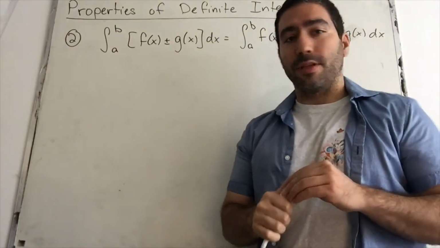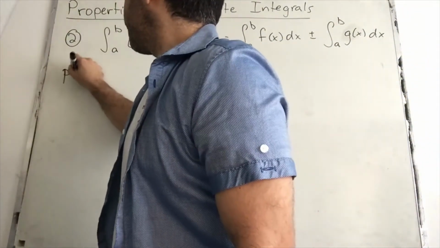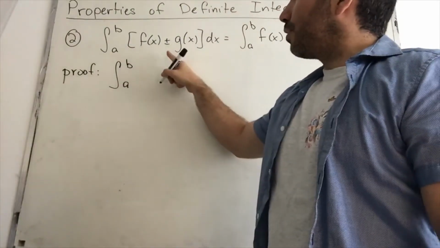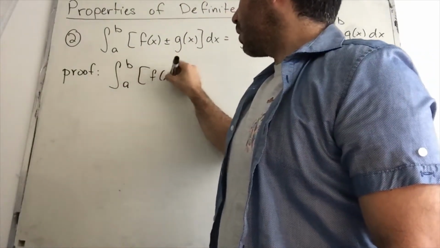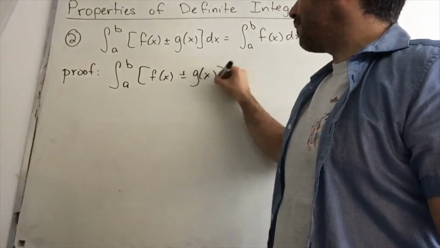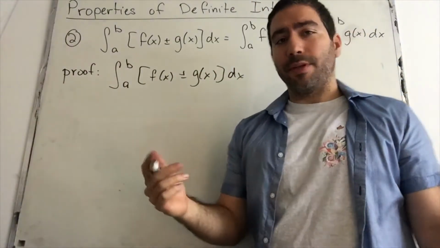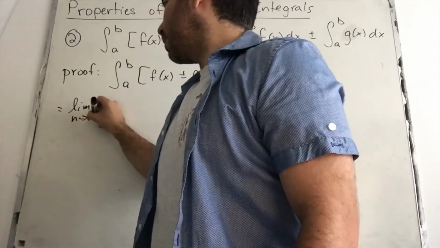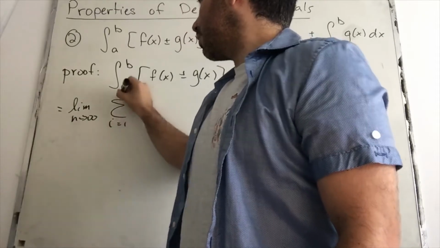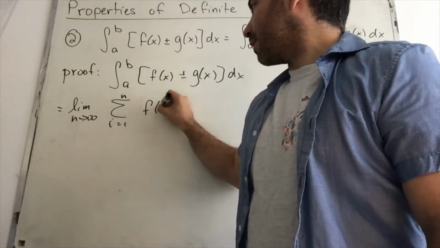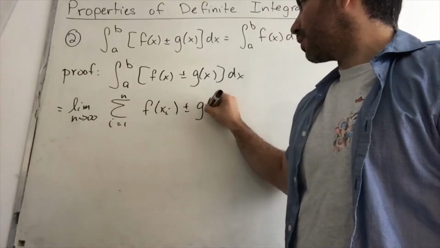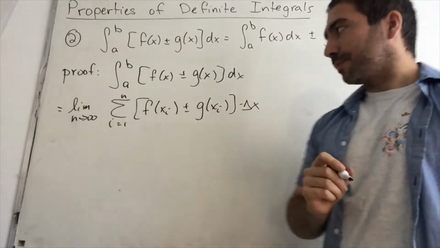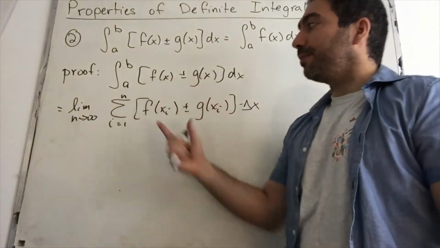Let's go ahead and prove this. So the proof is, let's begin with the integral from a to b of f of x plus or minus g of x. We'll do the sum and the difference at the same time. And by definition, we know that this is equal to the limit as n goes to infinity of the summation from i equals 1 to n of f of xi plus or minus g of xi, all this in brackets and times delta x. Okay, so this is just by definition.